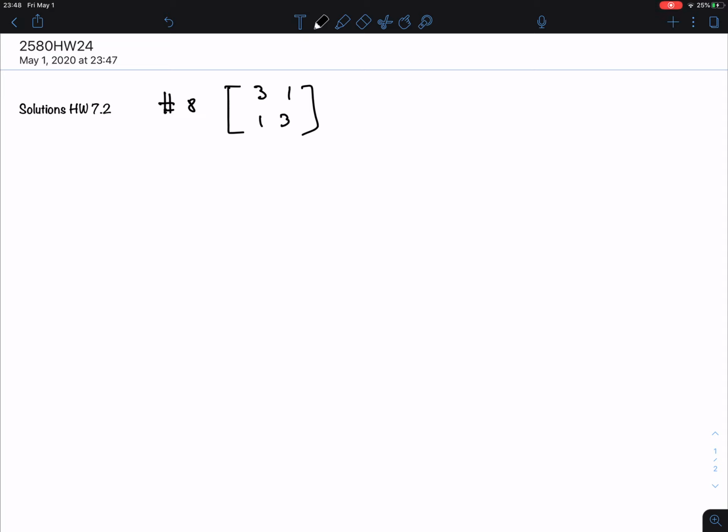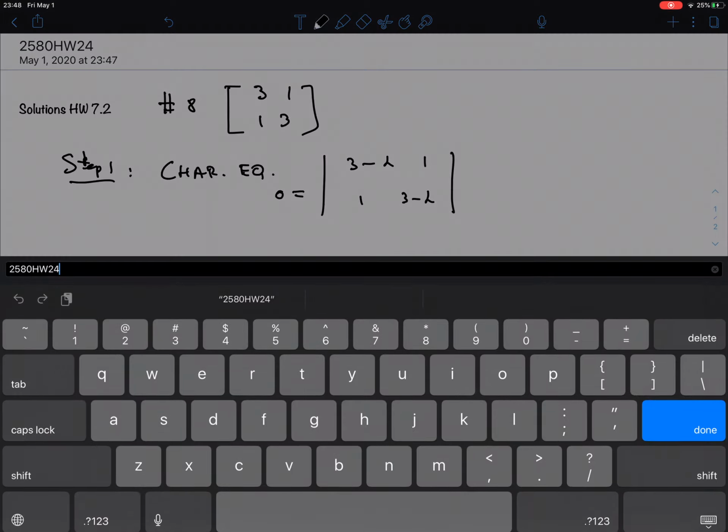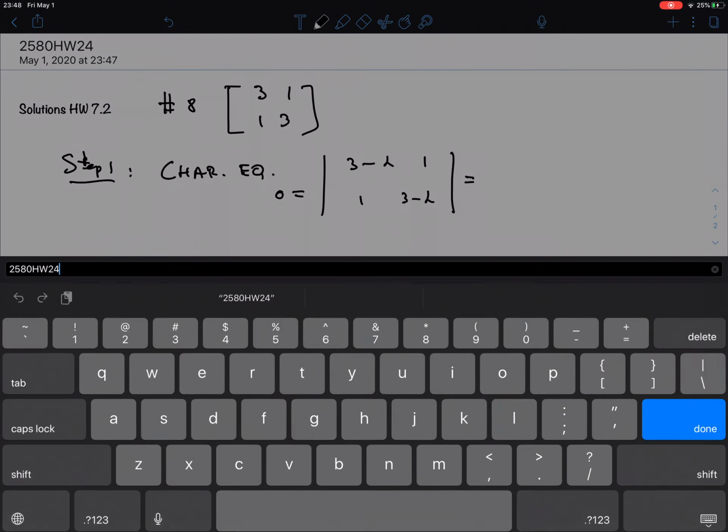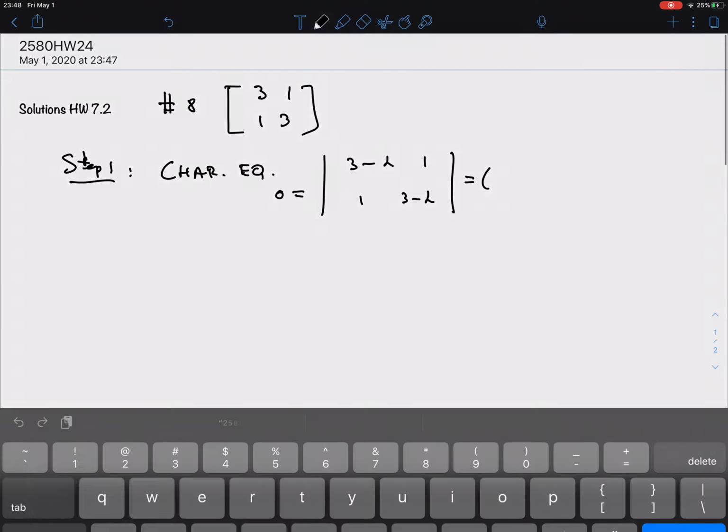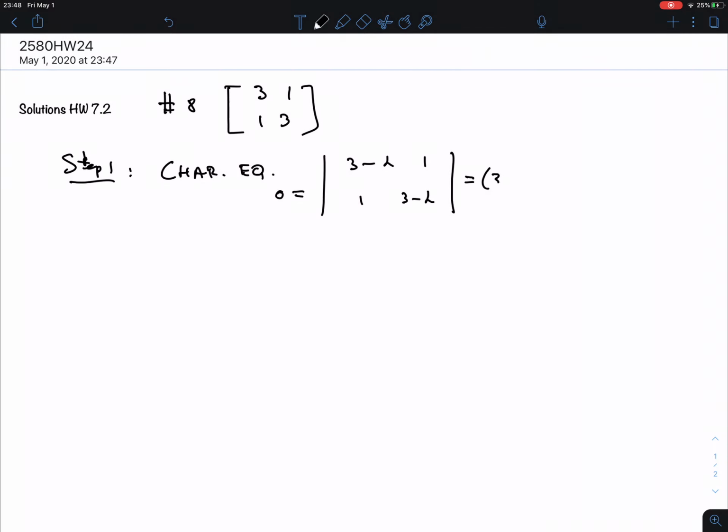Okay, so step one. It's basically the same as what we did with diagonalization, except we do this one extra step, this so-called normalization. I'll show you again. Okay, so the characteristic equation. We have 3 minus lambda, 1, 1, 3 minus lambda, 0. So that is the product of the diagonals, 3 minus lambda times 3 minus lambda.